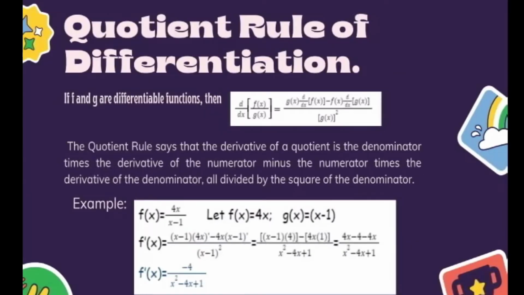Quotient rule of differentiation. The quotient rule says that the derivative of a quotient is the denominator times the derivative of the numerator minus the numerator times the derivative of the denominator, all divided by the square of the denominator.